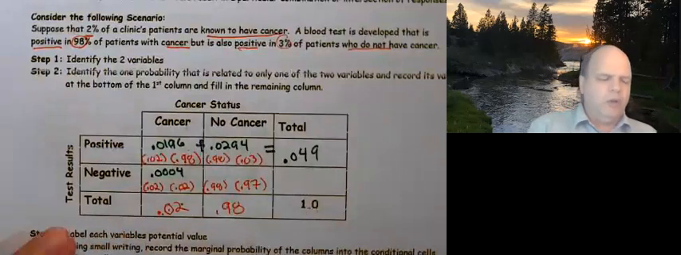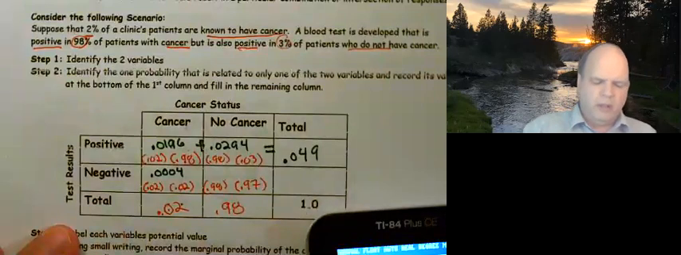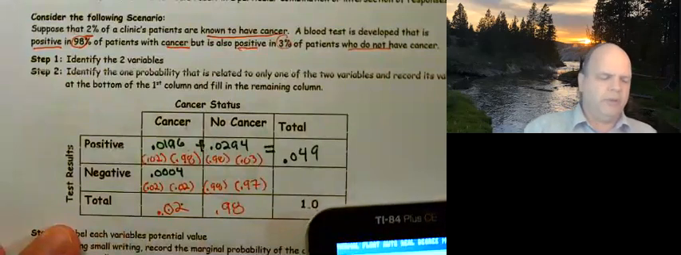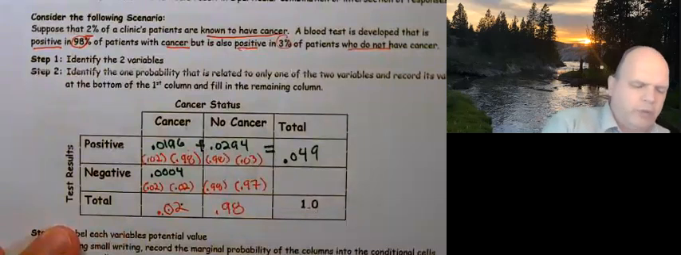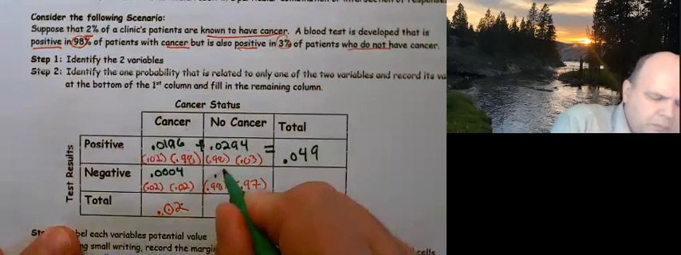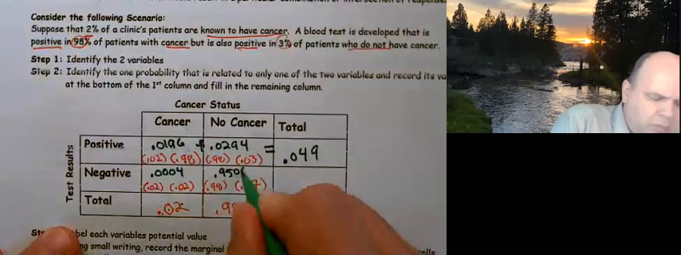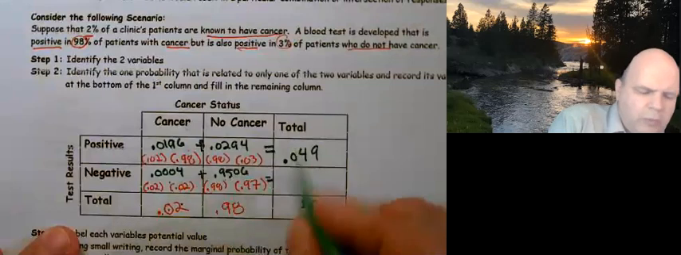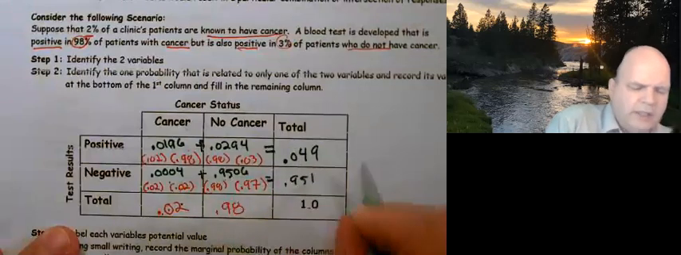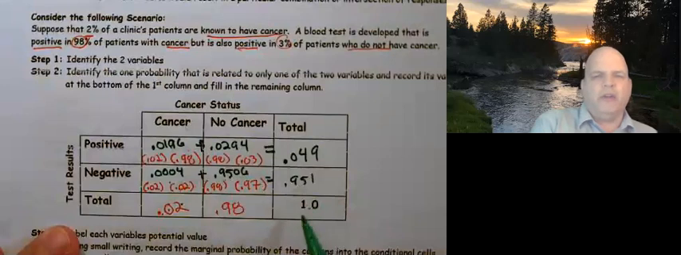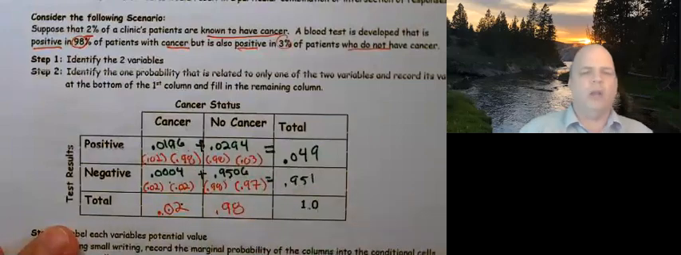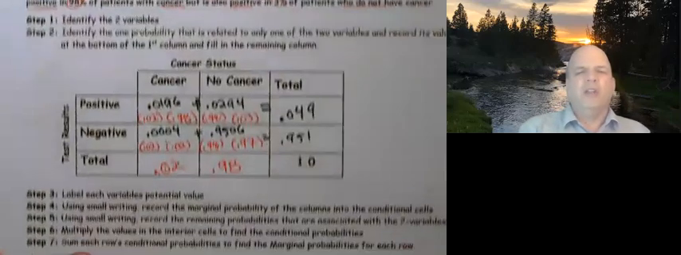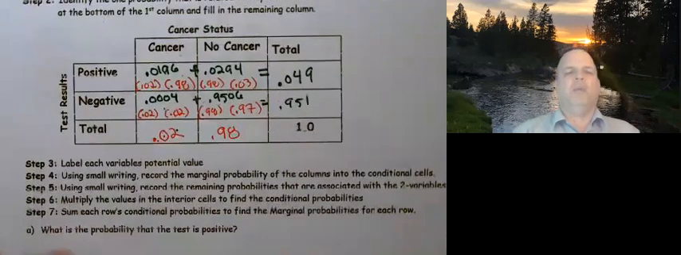And then I'm going to go ahead and do 0.98 times 0.97, and that's 0.9506. And this plus this equals 0.951. If I add these two values together, they should equal 1, just like these two equal 1. So basically, rows and columns all need to sum together. If they do, there's a very high likelihood you set the table up.